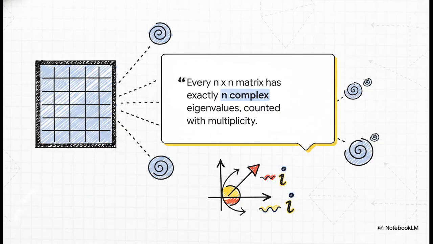And this isn't just some lucky fluke for this one matrix. It's actually a fundamental rule. The fundamental theorem of algebra basically guarantees us that for any n by n matrix, you're going to find exactly n eigenvalues. You just have to be willing to look for them in the complex plane. So our 2 by 2 matrix having 2 complex eigenvalues, that's exactly what the theorem predicts.